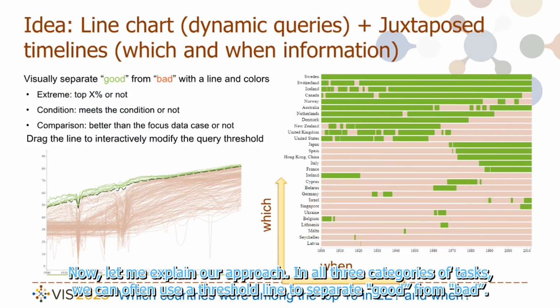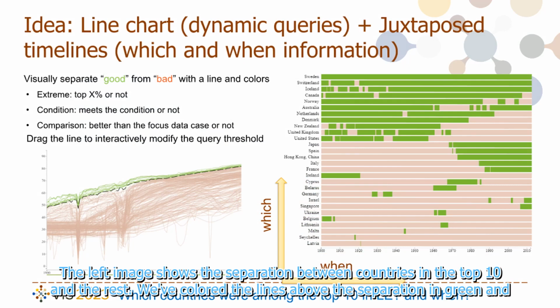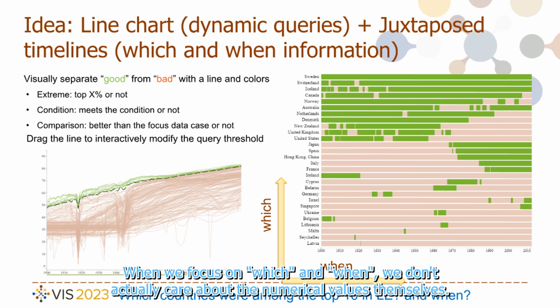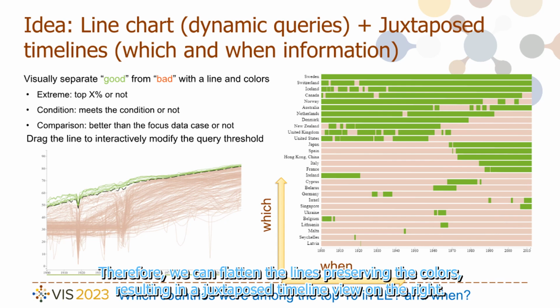Now, let me explain our approach. In all 3 categories of tasks, we can often use a threshold line to separate good from bad. The left image shows the separation between countries in the top 10 and the rest. We've colored the lines above the separation in green and below in red. When we focus on which and when, we don't actually care about the numerical values themselves. Therefore, we can flatten the lines preserving the colors, resulting in a juxtaposed timeline view on the right.